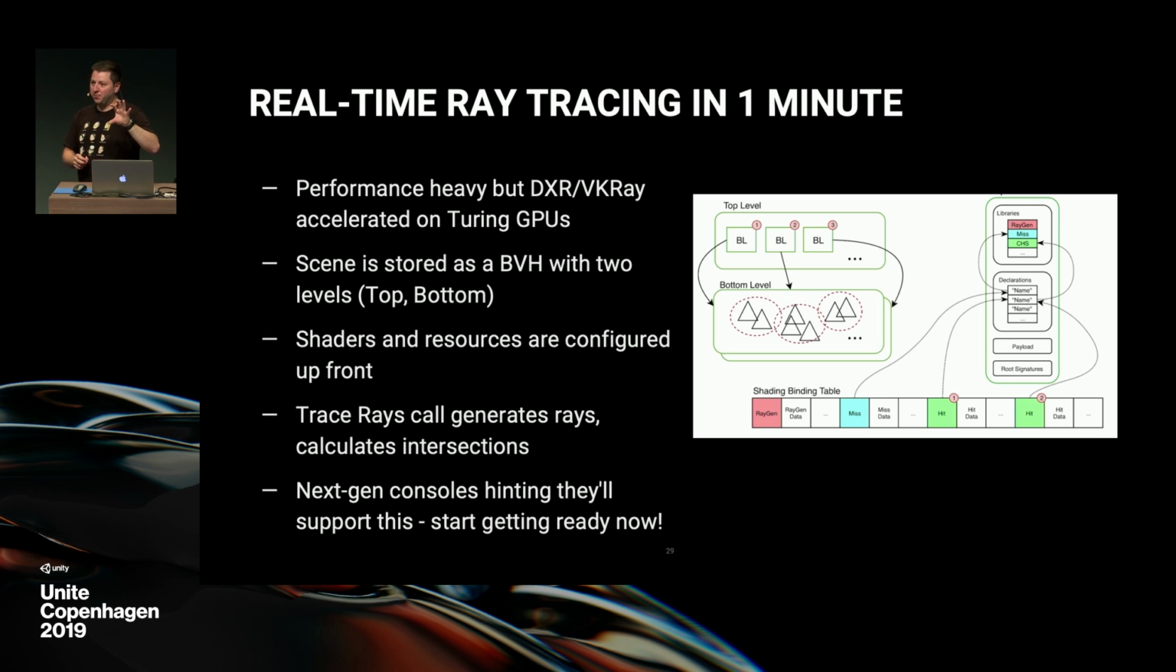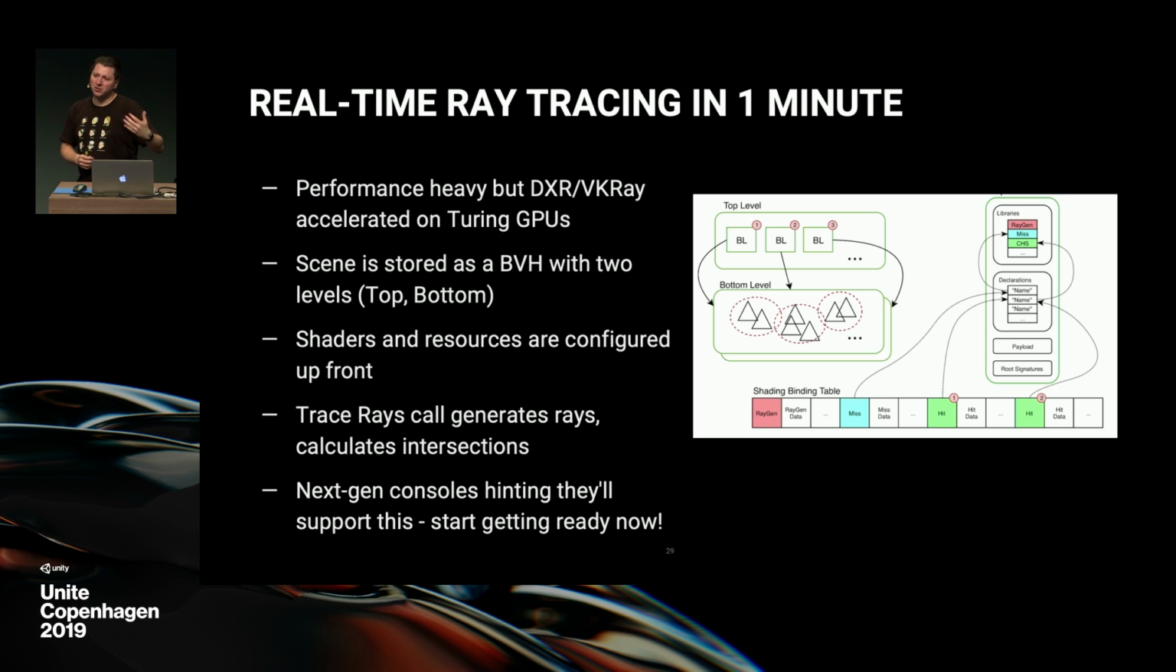BVH, bounding volume hierarchy, that serves as an acceleration structure, and there's two levels, top level and bottom level. We usually call them the TLAS and the BLAS, or the BLAST. Shaders and resources are configured up front. People are familiar with the bindless model. It's kind of like that. But effectively, if you're going to trace a ray in the scene, it can go anywhere. So you have to make sure everything is loaded and set up properly initially. This can be challenging if you have a streaming world, by the way.